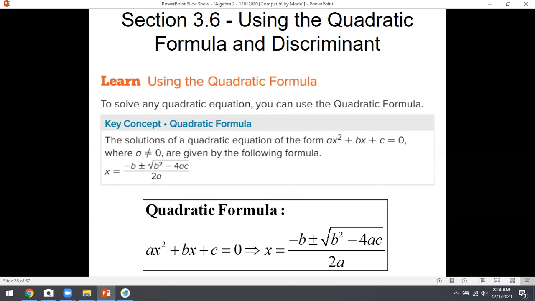So if you're in a jam and you don't know how to solve a quadratic, and you can do it any way you want, you got it. You can just plug things in here and it'll crank out the numbers for you and it solves it, which is pretty darn nice.